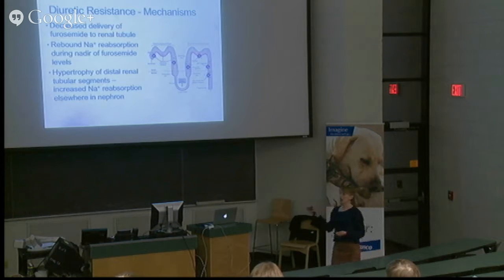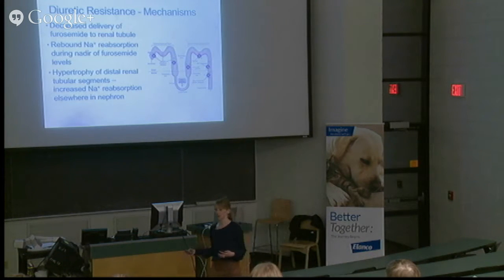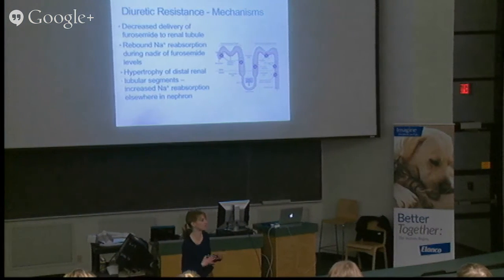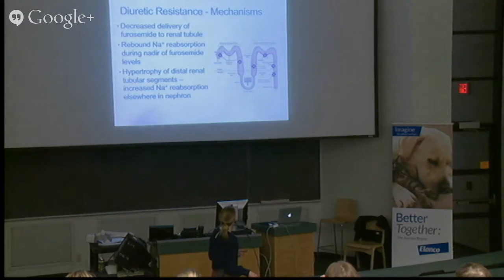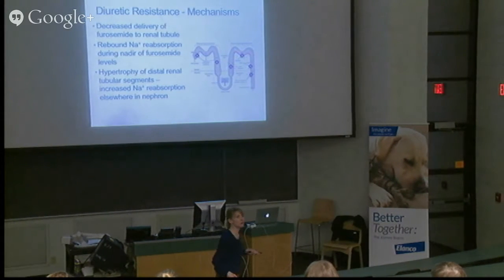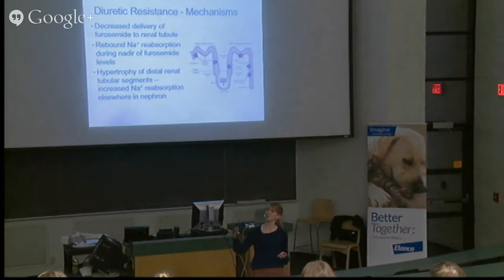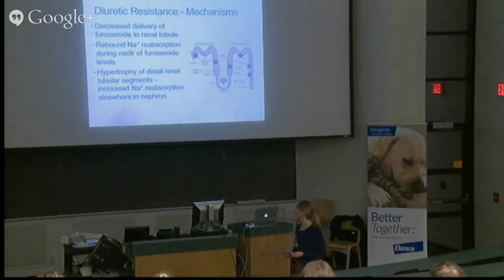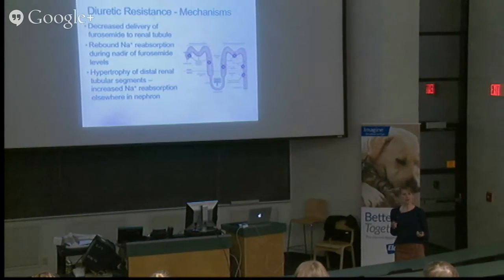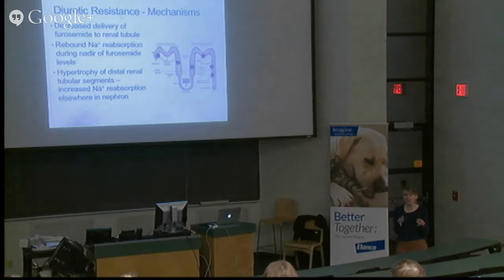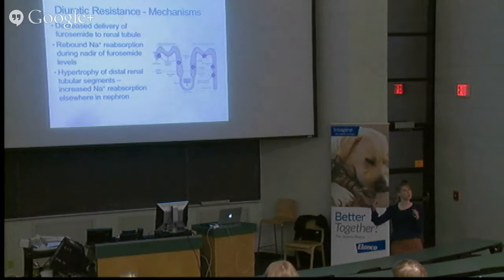Other things that come into play, what if our drug is just simply not getting there because of perfusion issues? So we could have decreased delivery of our drug. We mentioned already the rebound sodium and water reabsorption during those trough levels or the nadir of our levels. And then the interesting thing that happens is patients actually develop hypertrophy of nephron segments distal to where furosemide acts. So the cells in the distal convoluted tubule actually increase their sodium and water reabsorption in response to chronic administration of a loop diuretic. So they kind of beef up their distal mechanisms.